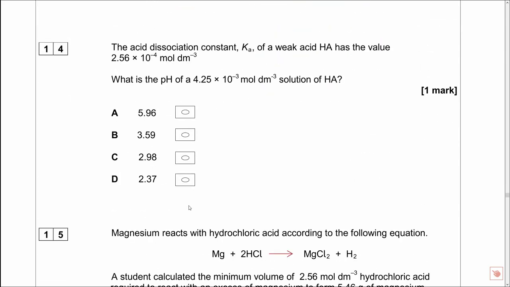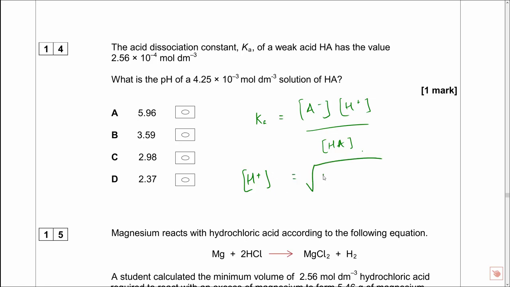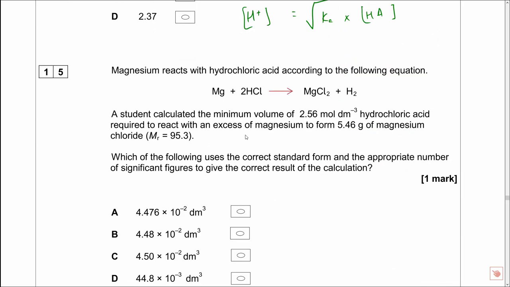14. The acid dissociation constant Ka of a weak acid HA is the value 2.5. What is the pH of a solution of HA? Get yourself a Ka written out. A minus times H plus over HA. Again, assuming you know what you're doing, dissociation wise here, because it's got to be 1 to 1, and we assume that there's no dissociation occurred there. And both of these have to dissociate and be equal in terms of their amount. That's got to be H plus squared. So therefore, we could say H plus is equal to the square root of Ka multiplied by HA. There's my concentration. There's my Ka. Stick it in, minus log it, and you should get a value of C, 2.98.